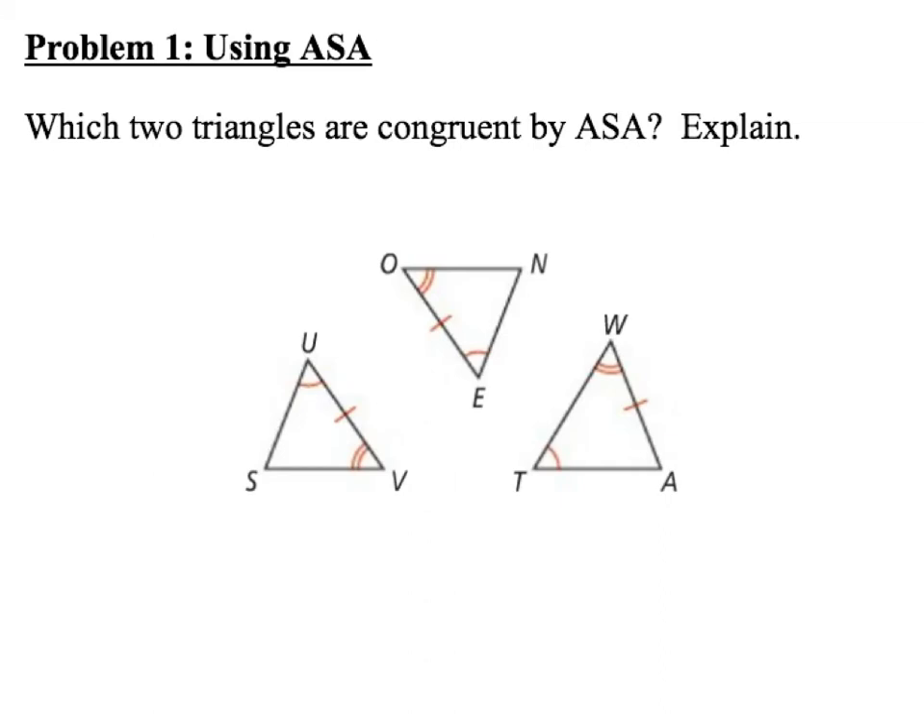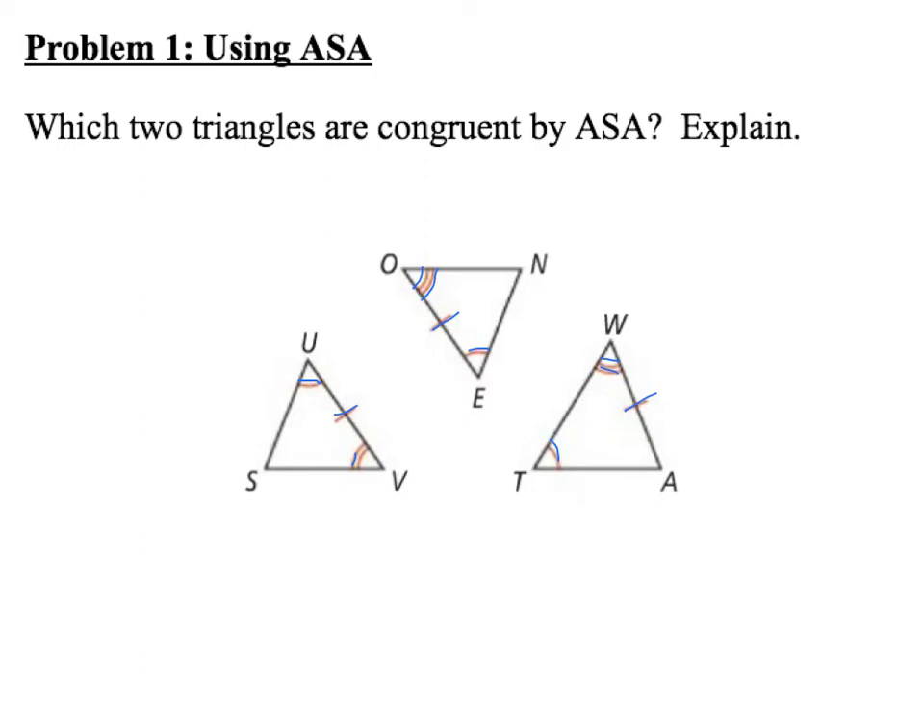Looking at this picture, which two triangles are congruent by angle, side, angle? Well, when I'm looking at these three pictures, I see that all of them have one angle that's 1 dash. I see that all of them have one angle that's 2 dash. And I see that all of them have one side length that has 1 dash. So now I have to see which ones are congruent by ASA.